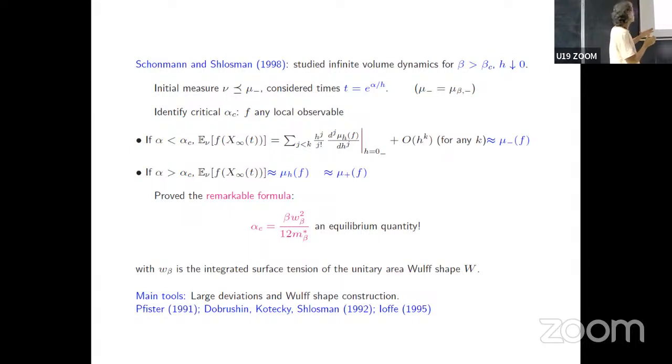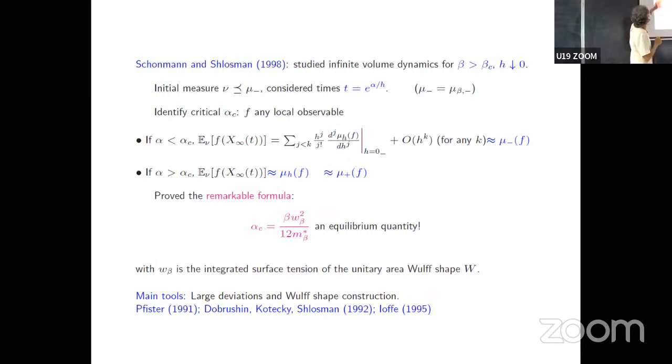So they start with a measure which is less than mu minus. That means on that side of the hysteresis loop, as we had in the picture, it might be negatively magnetized, and they look at times which are very large. The scale of time they are looking at is e to the alpha divided by h. And remember, h is going to zero. And alpha is a number, it's fixed.